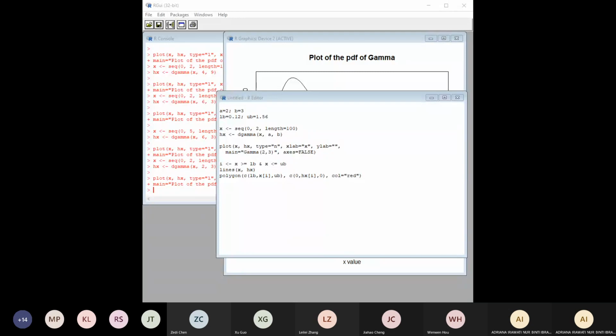Actually, what I did is just edit the lower limit. Well, you have to edit the function, of course, the gamma. Edit the limit, the range of your x. Okay, and then your lower limit and upper limit, in our example, we have 0.12, which is your 5th percentile, and your 95th percentile.